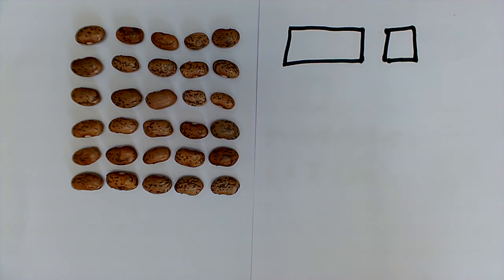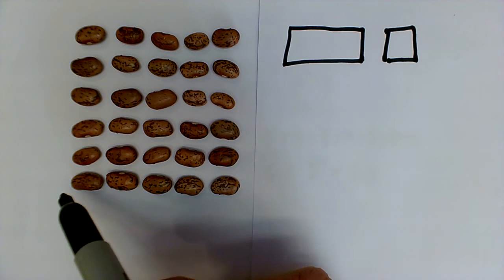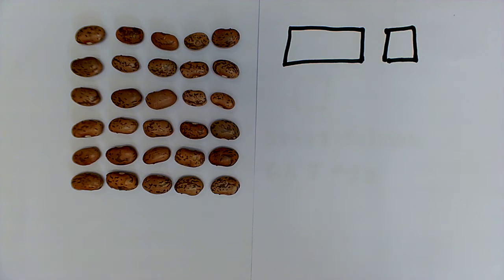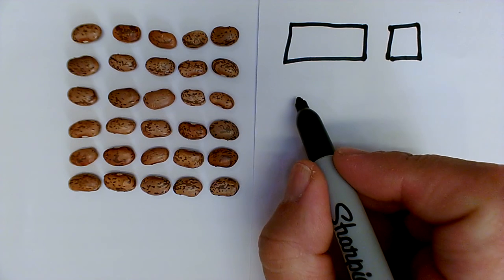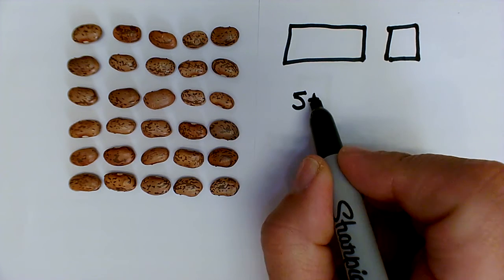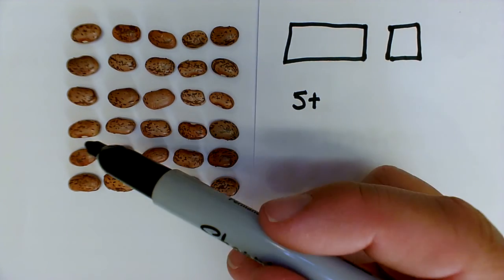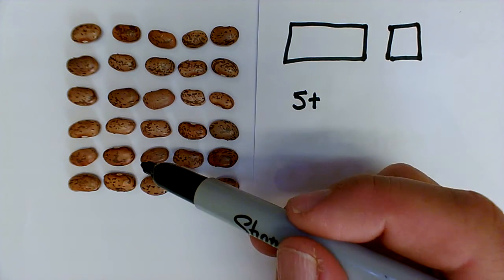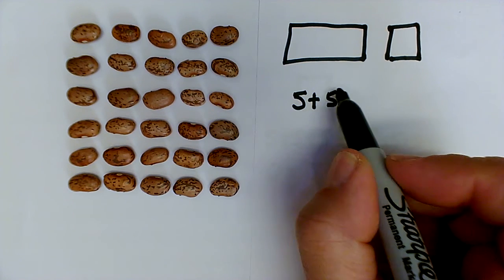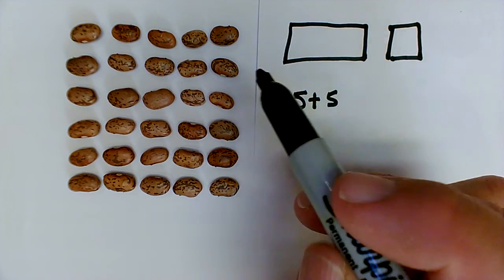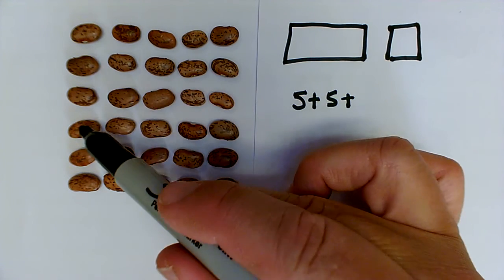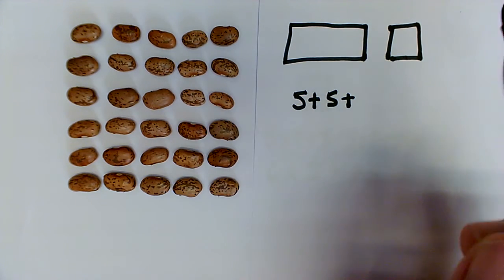Okay, so in row 1 we have 1, 2, 3, 4, 5 pinto beans. So our repeated addition sentence is going to start with 5 because we have 5 in the first row. Our second row has 1, 2, 3, 4, 5. So there's 5 more pinto beans that we're going to add to our collection. And we're going to take a look at the third row. The third row has 1, 2, 3, 4, 5 beans in it.